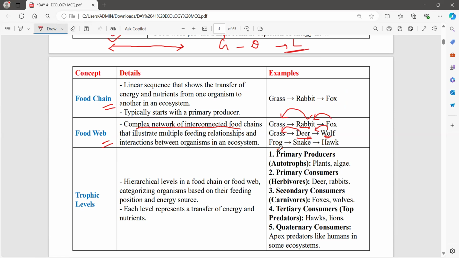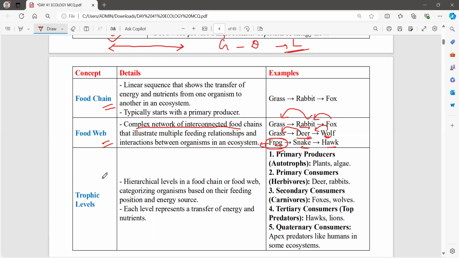Now here, is the frog a primary consumer or a producer? Here, the frog is taken by a snake. Snake is taken by a hawk. Now, what is this frog? Is it a primary producer or a primary consumer? Or will it be a secondary consumer? That will be a consumer. Always green plants will be the producer.